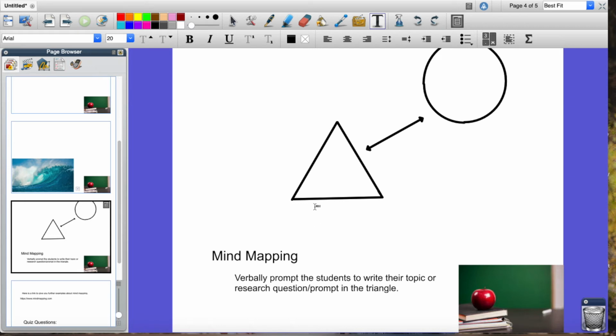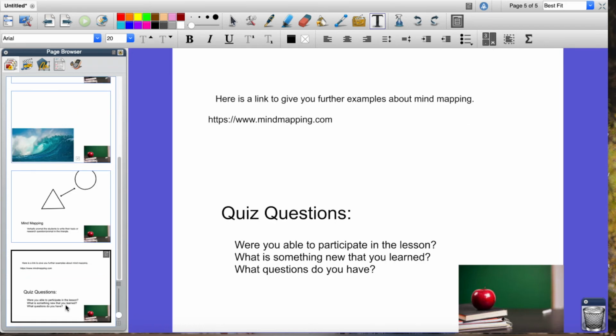That one won't move, the triangle, but they will be taking the circle and making connections about oceans and copying that so that it will go all around the triangle, because the triangle is where they're going to put the prompt about oceans. That way we're going to see everyone's brainstorming and ideas.